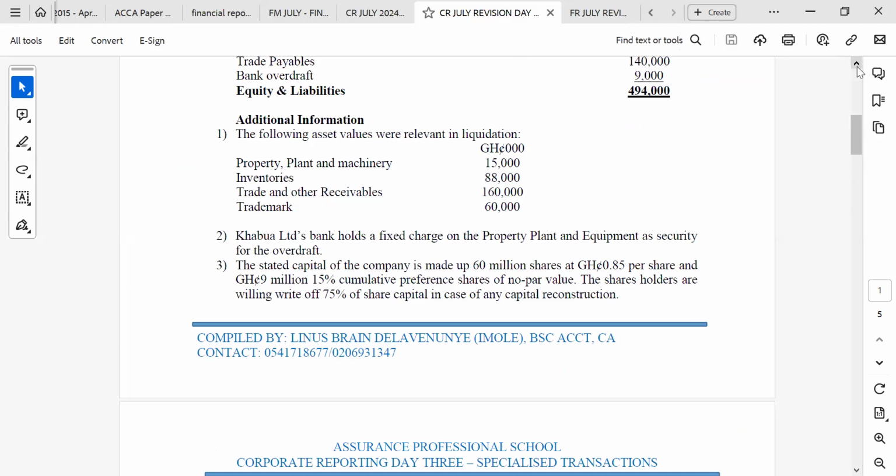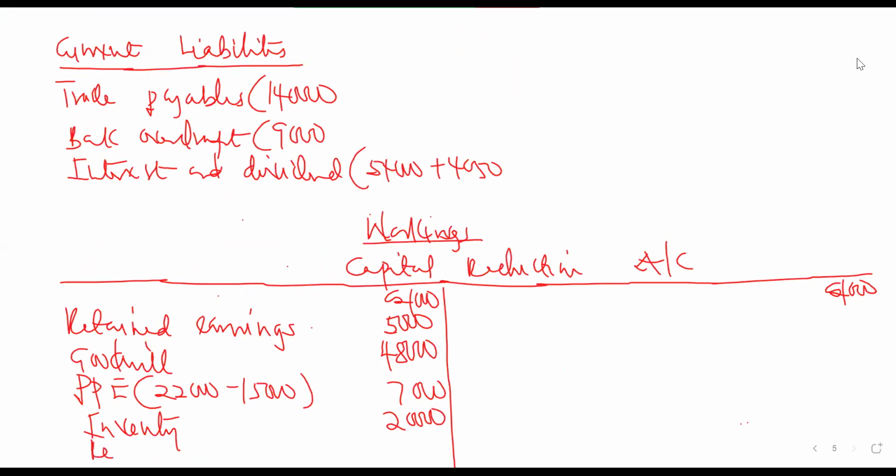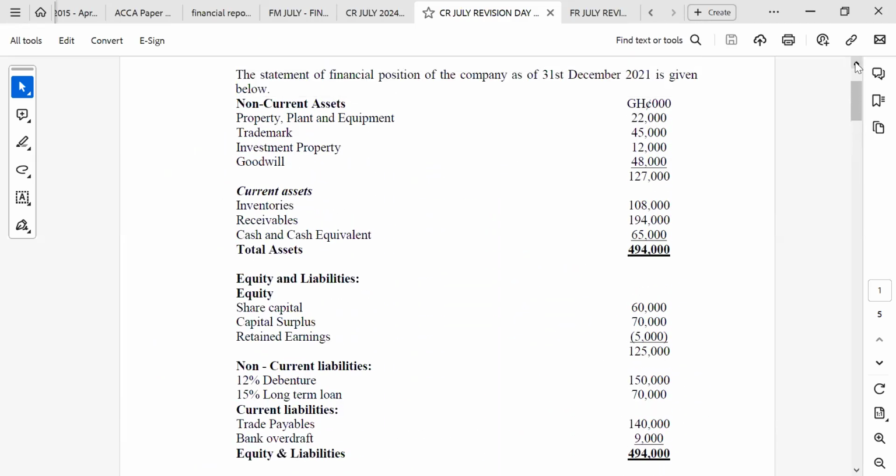But what is the fair value of the receivables given to us? 160. Okay, so there will be a reduction of 92,050. This one you can even name it bad debt, but just write your receivables and you move on from there. So let's come to the trademark. Trademark. Okay. Trademark is how much?